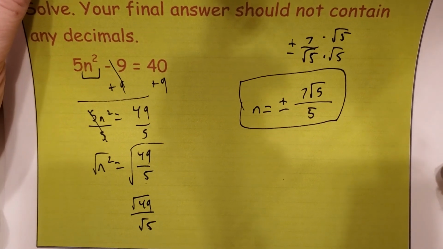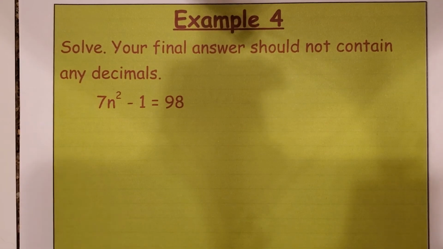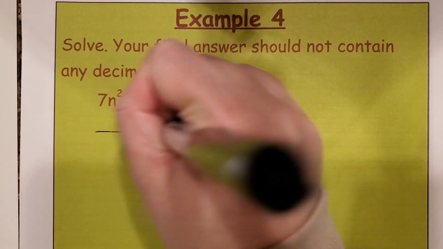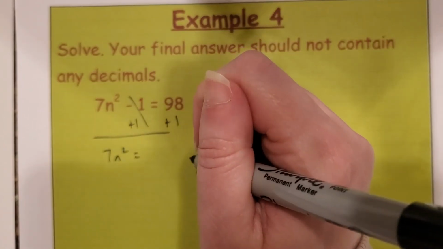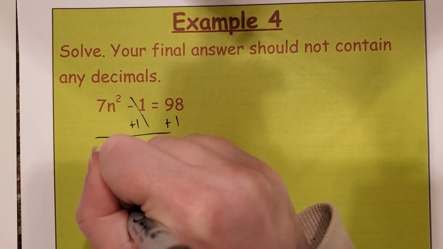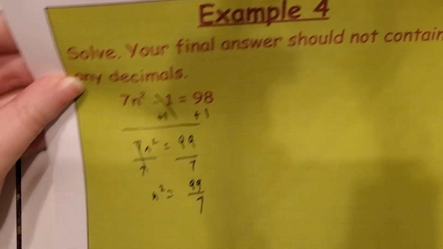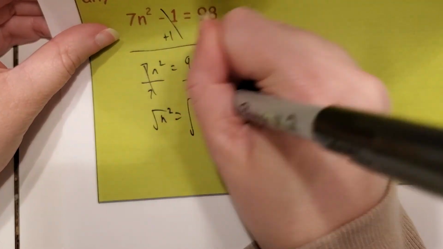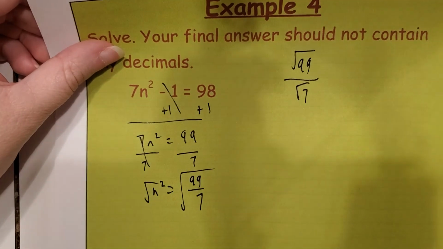Okay? All right. Let's go. Plus 1. Okay. That's the easy part. Now, when you take the square root of both sides, again, this is root 99 over root 7.